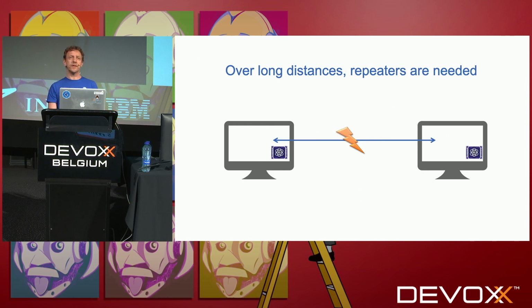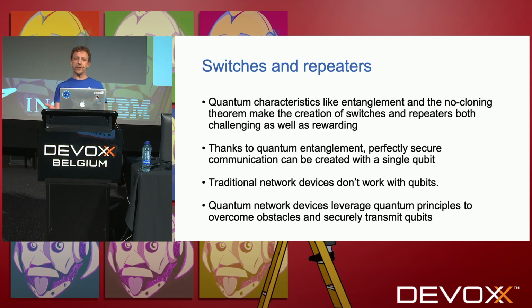Also, over long distances, repeaters are needed because the signal becomes noisy. You can talk about it for a very long time, but the quantum superposition state is very hard to maintain, and entanglement is hard to maintain. So the longer the cable, the more likely that it will be too noisy and your measurement will be broken. So we need repeaters. But again, we cannot just take the qubit, read it, amplify it and send it again. That makes it much harder. So that makes quantum devices, switches and repeaters much harder to create.